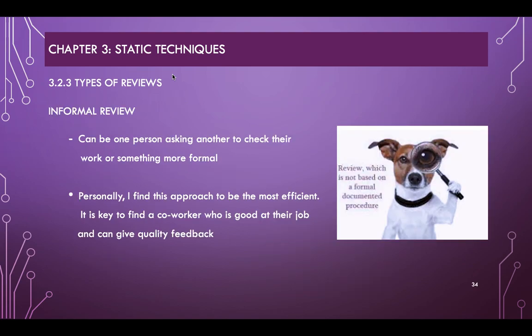The informal review can be as simple as one person asking another to check their work, or it can be something more formal. I want to stop here and talk about my personal experience. I have found this approach to be the most effective. For me, the key was finding some coworkers that are good at their job and give quality feedback. Once I found a few people that I could go to, I became exponentially better at my job because I could very quickly get a second set of eyes to check on my work.